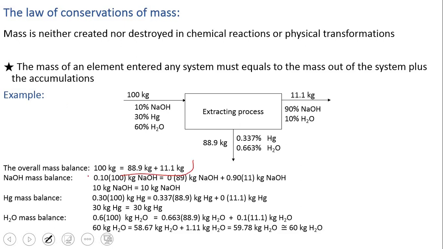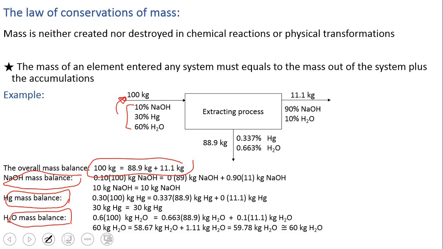We have the overall, and we have the NOH mass balance, the mercury mass balance, and the hydrogen mass balance. However, you can realize that the sum of these 3 is equal to the 100 kilogram. So it will be redundant to write this system as 4 material balances, because the sum of these 3 is equal to 100 kilogram.